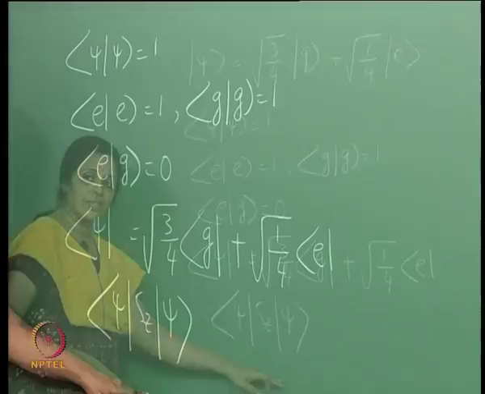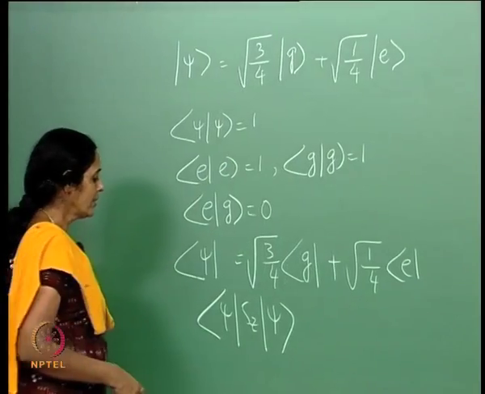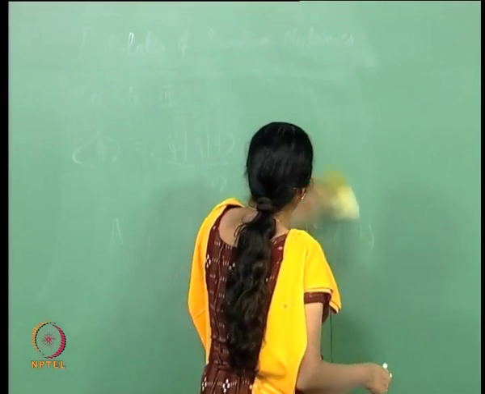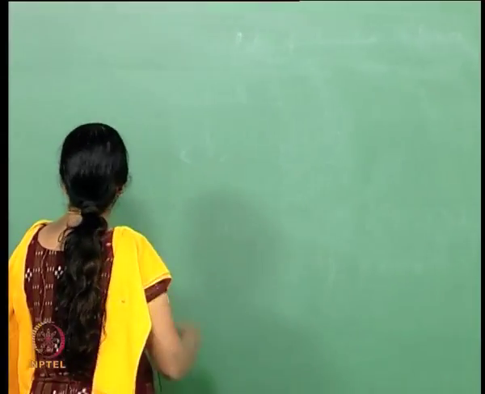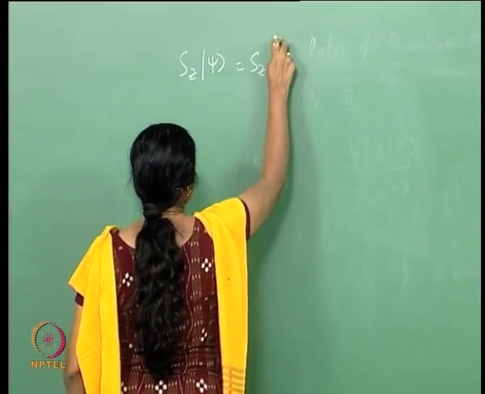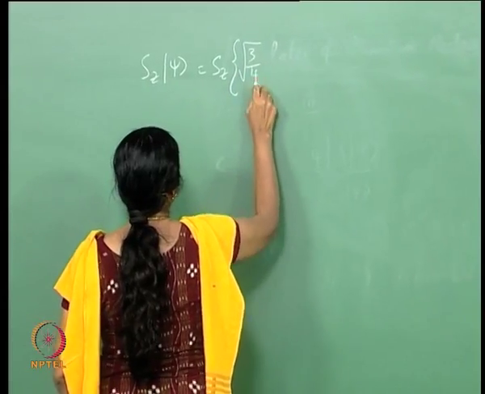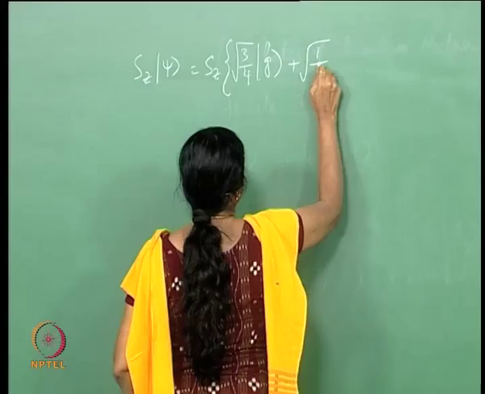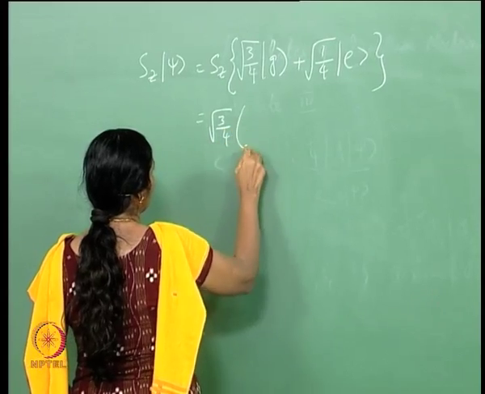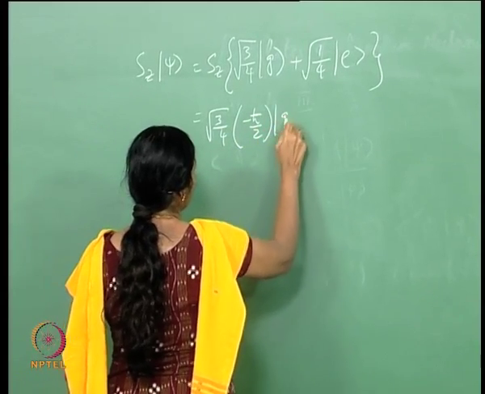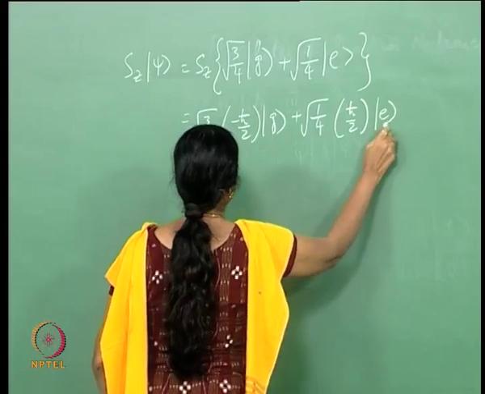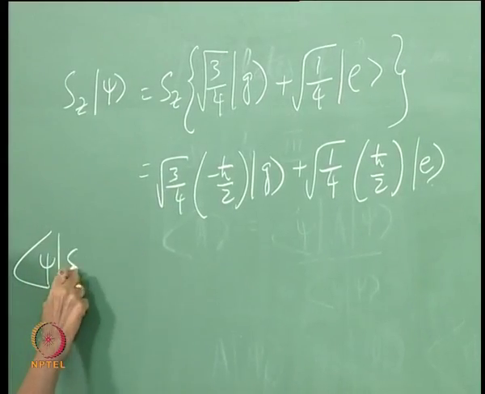I have not put in the denominator because that inner product is 1, and I wish to compute this object. So I would do the following. First of all, I would find out the action of Sz on the state psi. Well, that is the same as Sz acting on root 3 by 4 ket g plus root 1 by 4 ket e. That is root 3 by 4 times minus h cross by 2 ket g plus root 1 by 4 times h cross by 2 ket e. Now I need to find out this object.